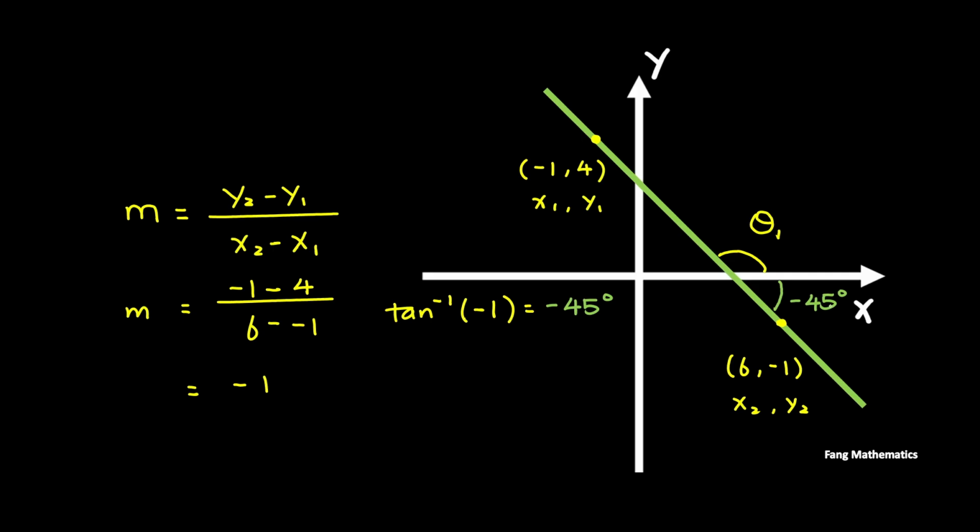So in order for us to get our theta 1, we use this angle and add 180 degrees. I believe that should give you 135 degrees. So whenever you see a negative angle, you always add 180 degrees to get the positive angle.